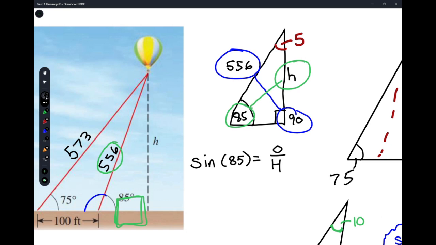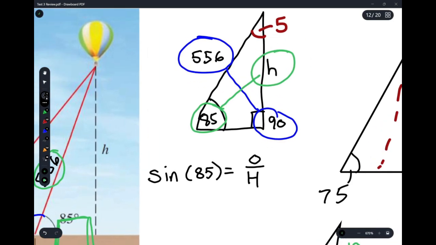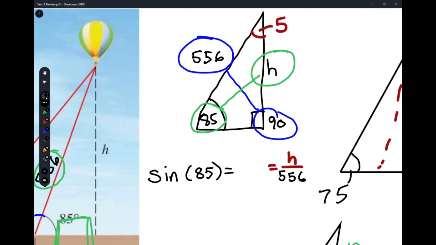Law of sines, though. But what about this? What side is opposite of 85? H. Isn't that what we're looking for? What's the hypotenuse? 556? Oh, that. Can we solve that problem? H equals... It's the same thing. Sine of 90 is 1. This is a shortened version of the law of sines.